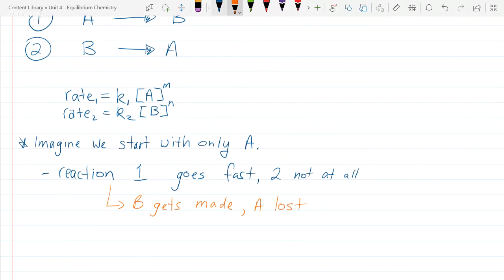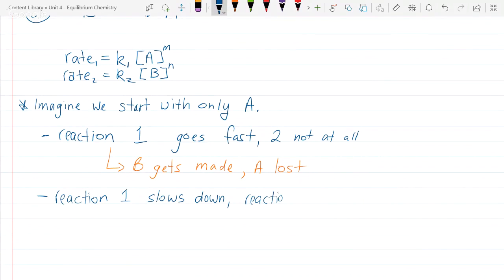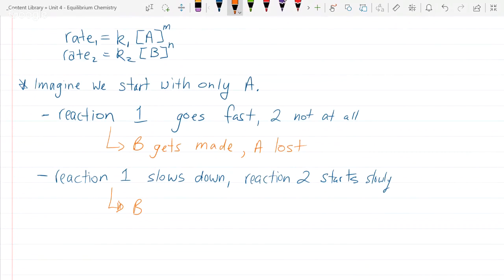Does that make sense? What is that going to do to the rates of these reactions? Reaction 1 will start to... Reaction 1 slows down. What about reaction 2? Yeah, reaction 2 starts. But it's going to start really fast or start really slow? It's going to start slow. Now that means that B is being made kind of at a medium pace. Right? And A is getting lost at a medium pace.